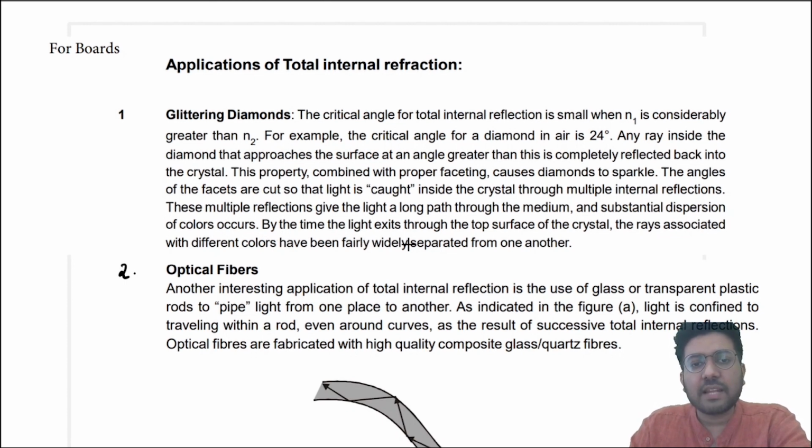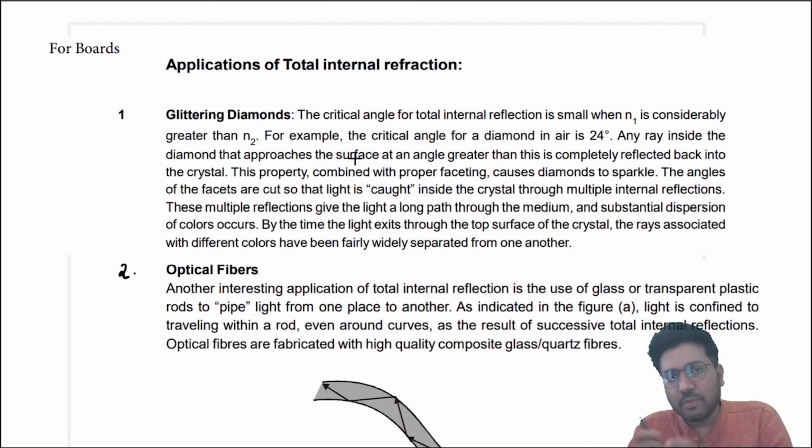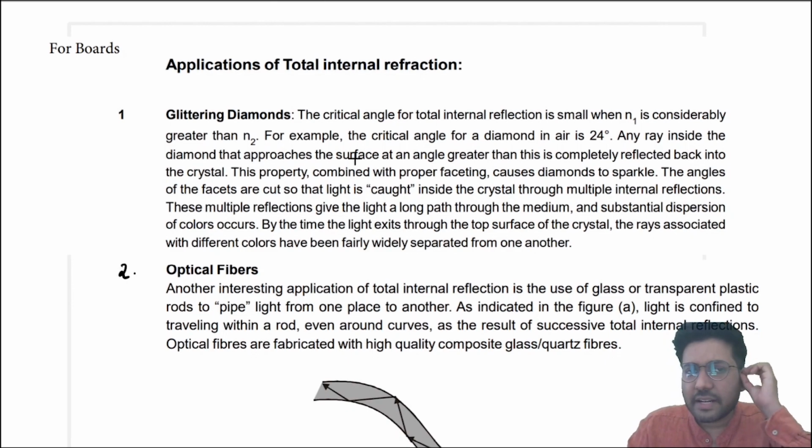By the time the light exits to the top surface of the crystal, the rays associated with different colors have been fairly widely separated from one another. What happens here is, you know that for the same medium, the refractive index of different colors is different. So that is why all the colors move at different angles. That is why it seems to sparkle. Okay, we will discuss this in great detail when we study dispersion, right?